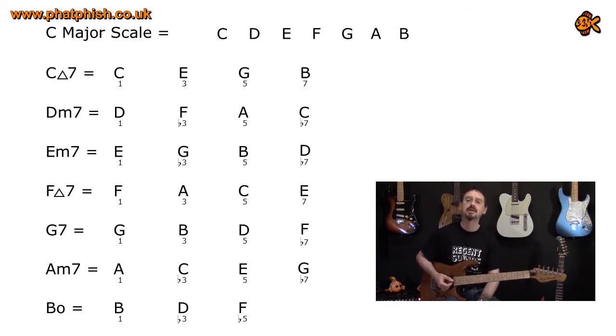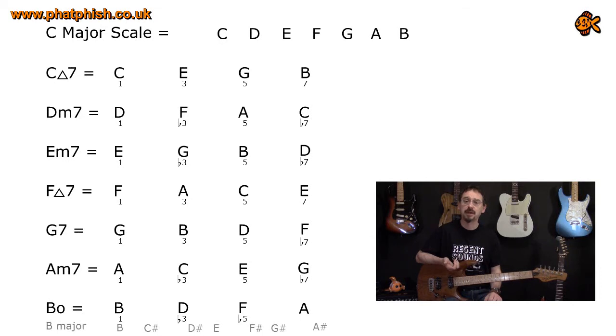Lastly, we'll move on to the B. We've got a diminished triad on that degree. Keep going with taking alternate notes from the C major scale: B, D, F and A. Look at the notes of the B major scale.